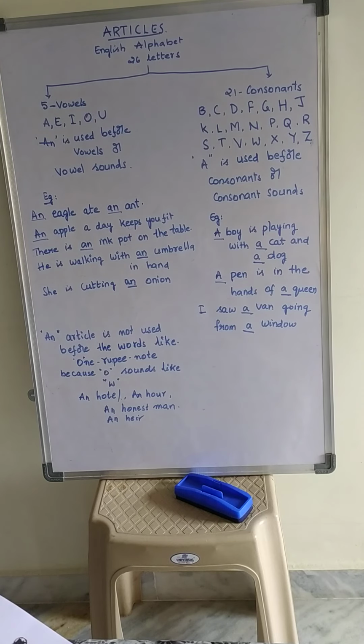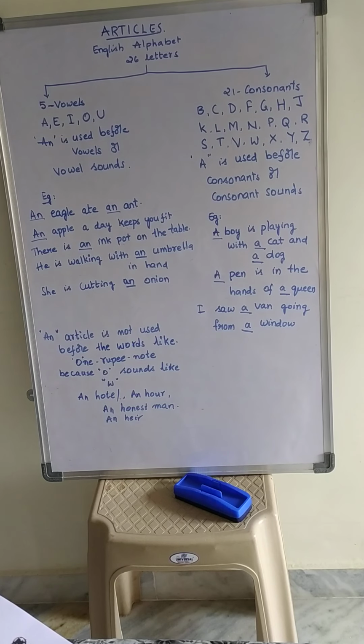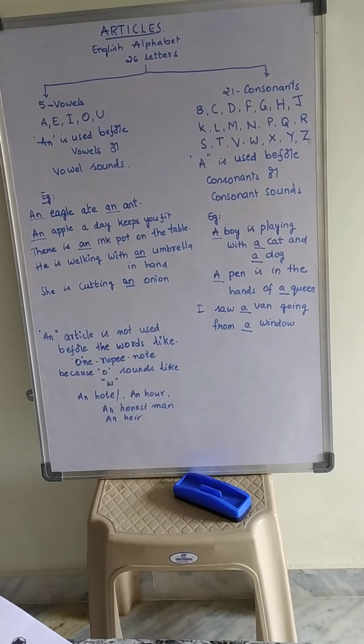So all of you know that in English we have 26 letters. Out of 26 letters, 5 letters are called vowels. The vowels are A, E, I, O, U. Before these vowels we use the article an. So we have 3 articles in English: a, an and the. An is the article which is used before vowels or vowel sounds.